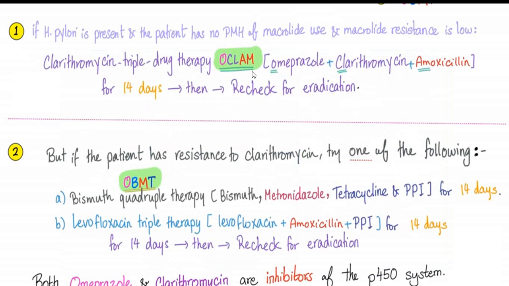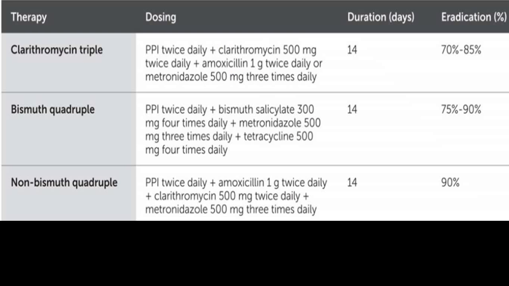There was one name given to omeprazole, clarithromycin and amoxicillin, which is a triple therapy, called OCLAM. O for omeprazole, Cl for clarithromycin and Am for amoxicillin. Some persons use this OCLAM therapy as a word, but the simple word is triple therapy. And when you use omeprazole, bismuth, metronidazole and tetracycline, this becomes quadruple therapy. Then it is called OBMT therapy. So these are other terminologies which some persons are utilizing.